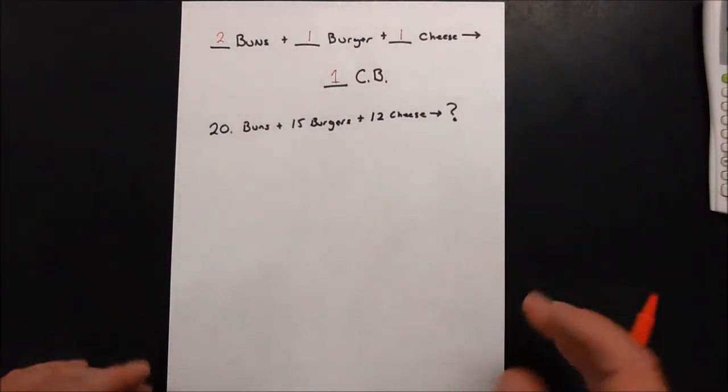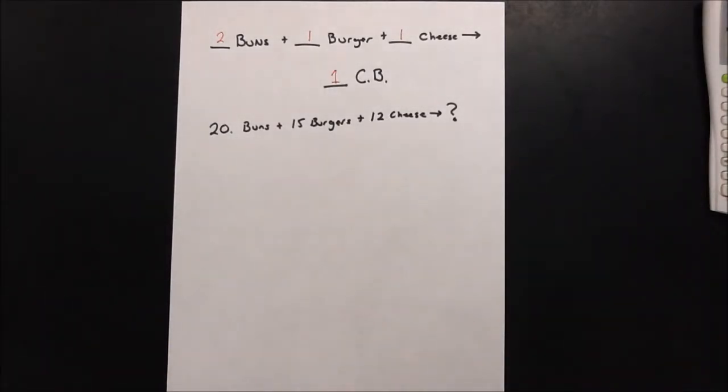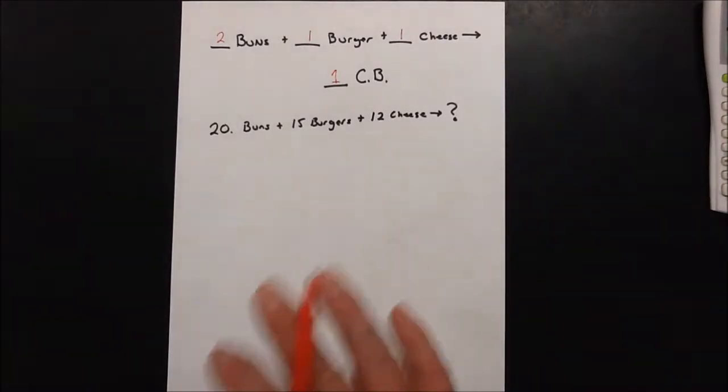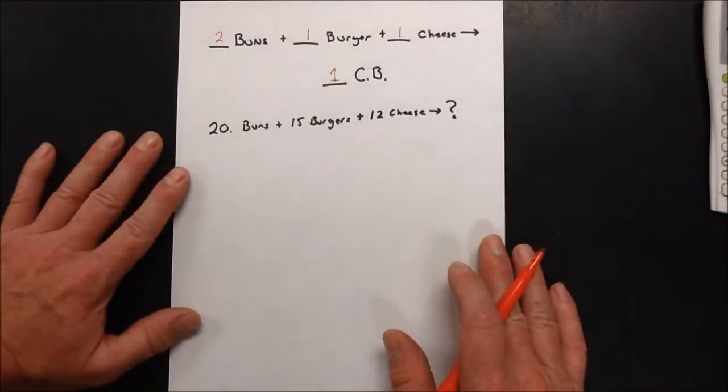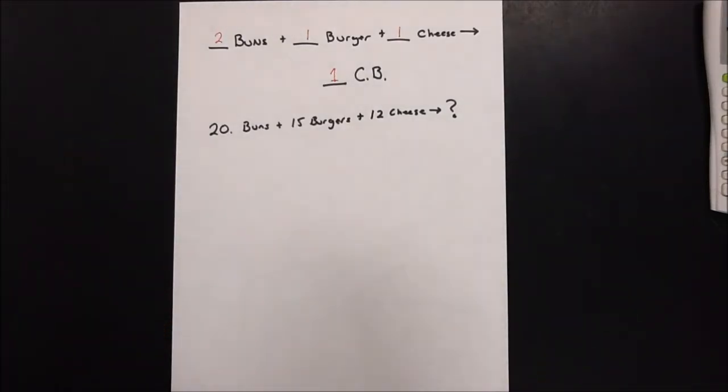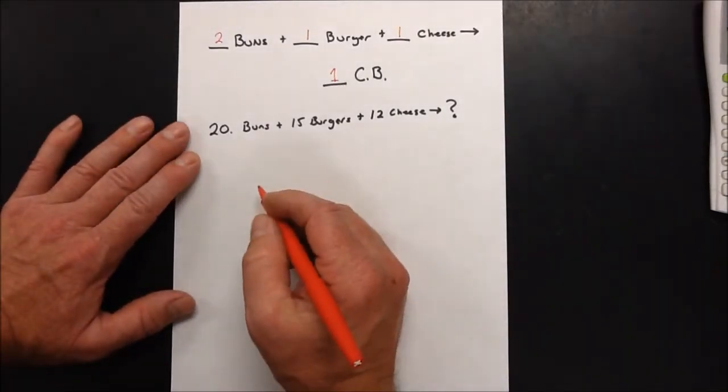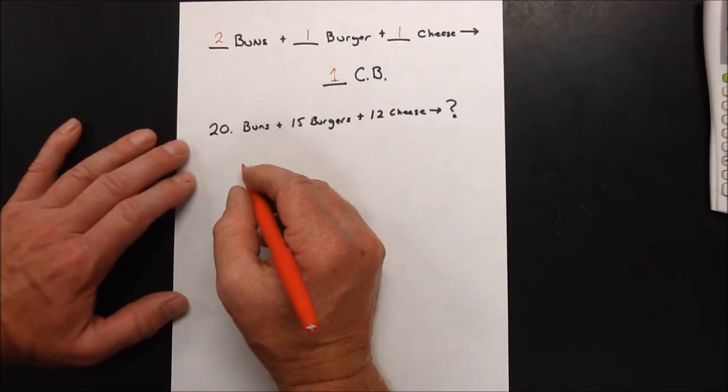So we go to work at a fast food restaurant, and we look on the counter and there are 20 buns, 15 burgers, and 12 slices of cheese. And our job here is to make cheeseburgers. You might be able to think it through and come up with the answer using some logic, but we're going to do this the same way that we would approach a limiting and excess reactants problem with stoichiometry.